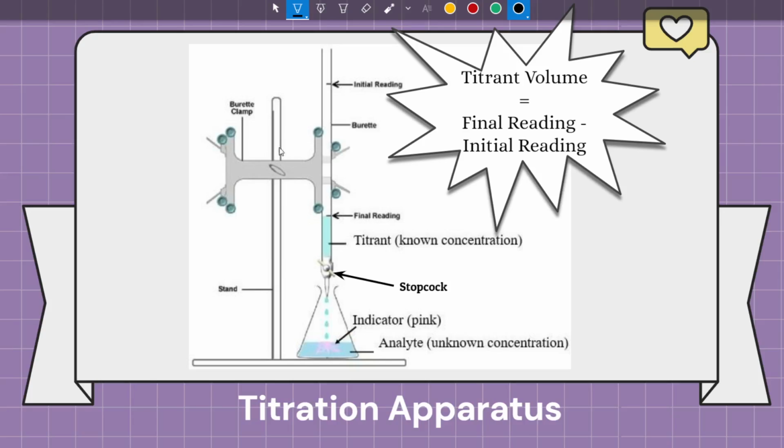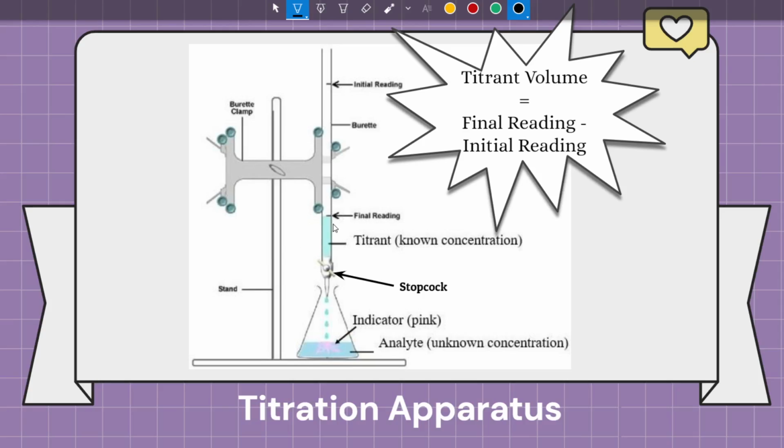We would take our burette and stand here. We would have a burette clamp. We would put our burette here. We would have our analyte, a certain amount of an unknown concentration, so whatever much it says to do in our lab manual or whatever it says to do in our lab experiment or whatever we're doing in the field. We follow the directions to do that, and then we take care of that.